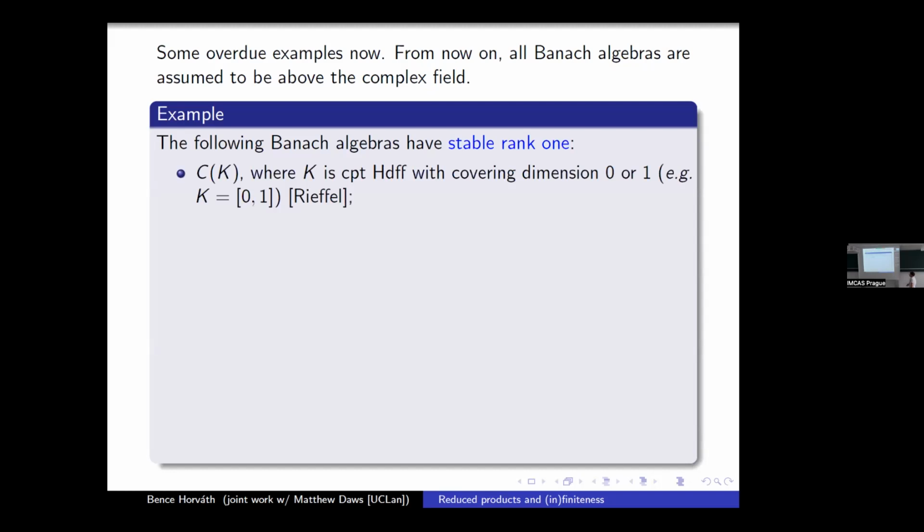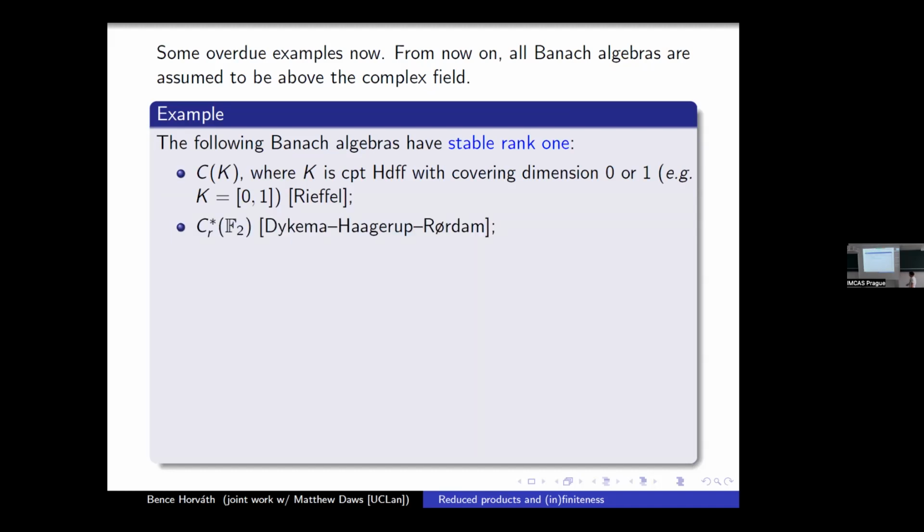C(K) spaces, if K is a compact Hausdorff space such that its covering dimension is either 0 or 1. So the unit interval is a perfectly good example. But here it's very important for this particular example that we are working over the complex field. Otherwise, this is just dead wrong.